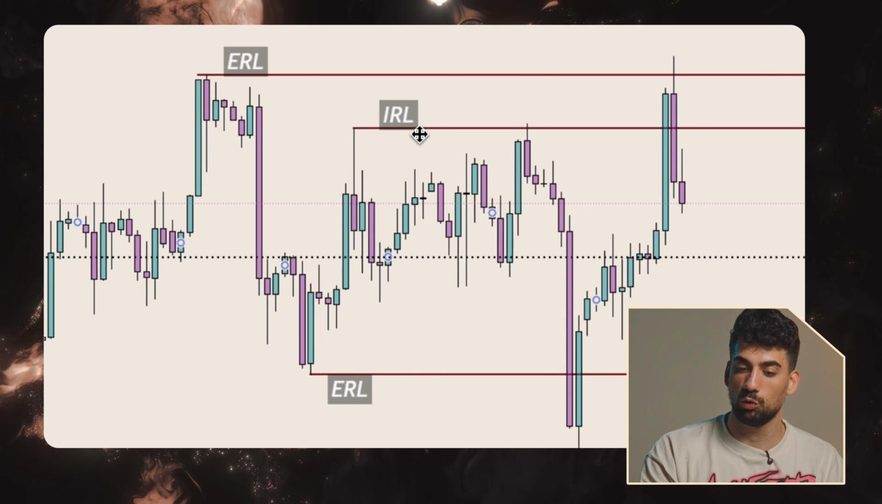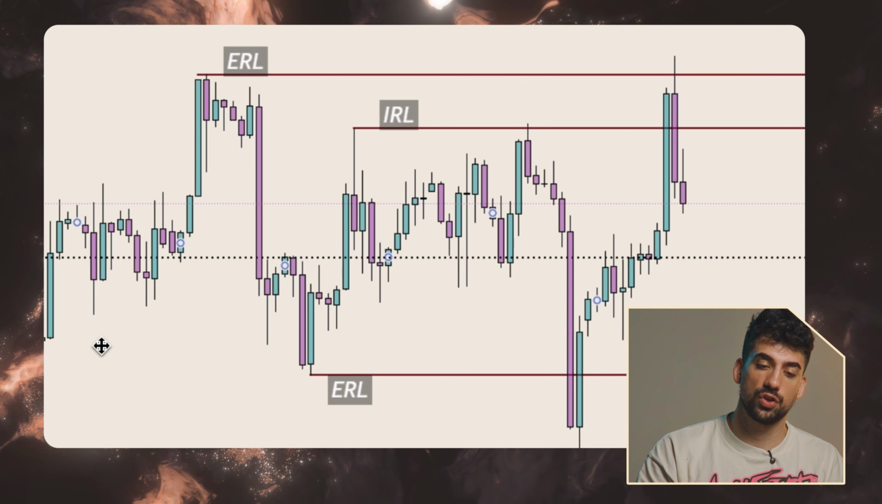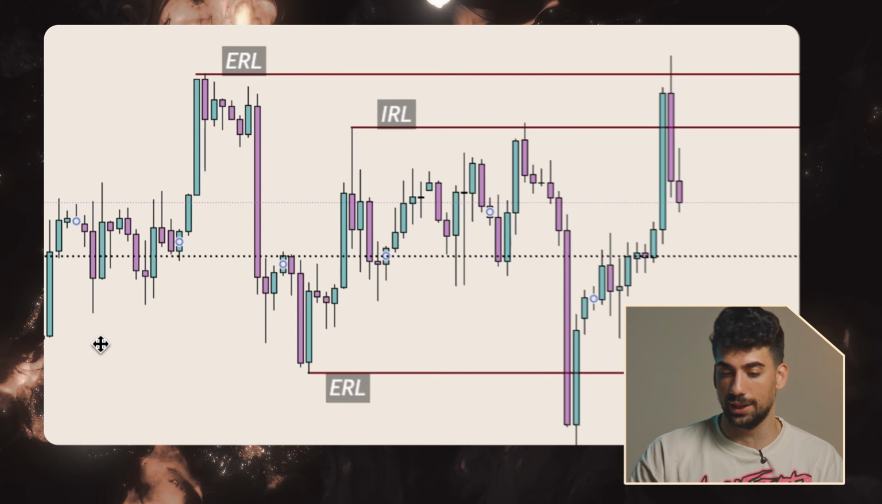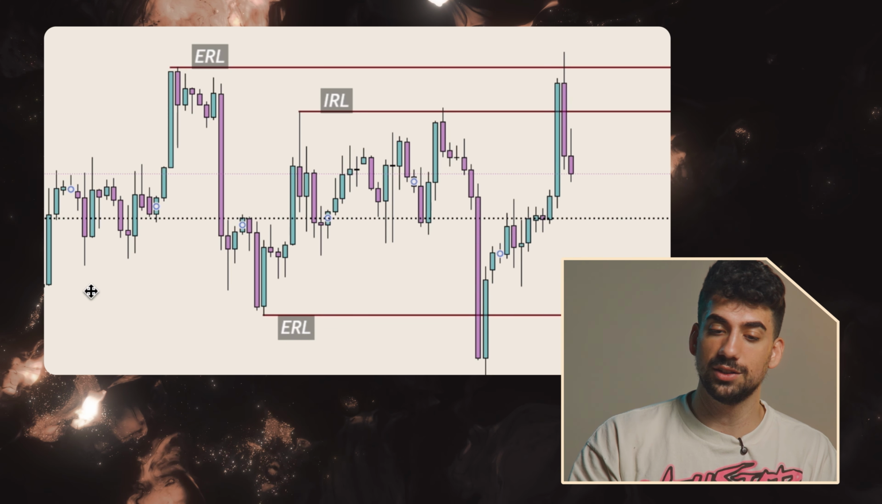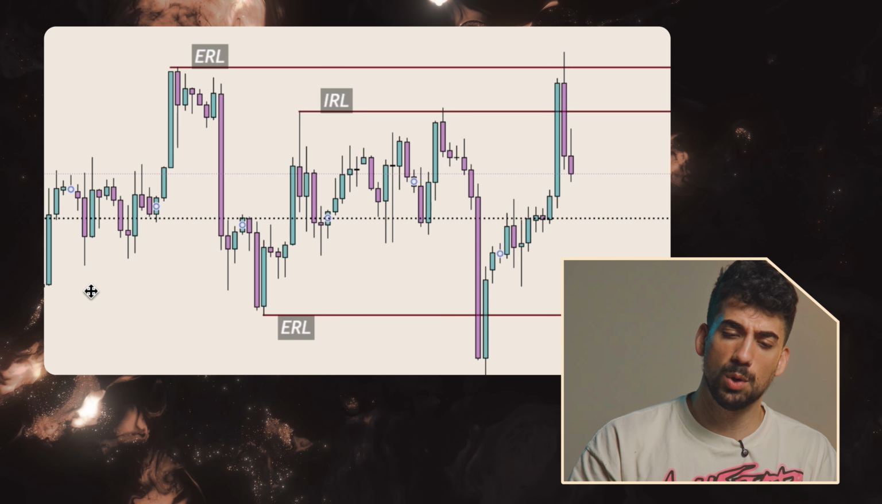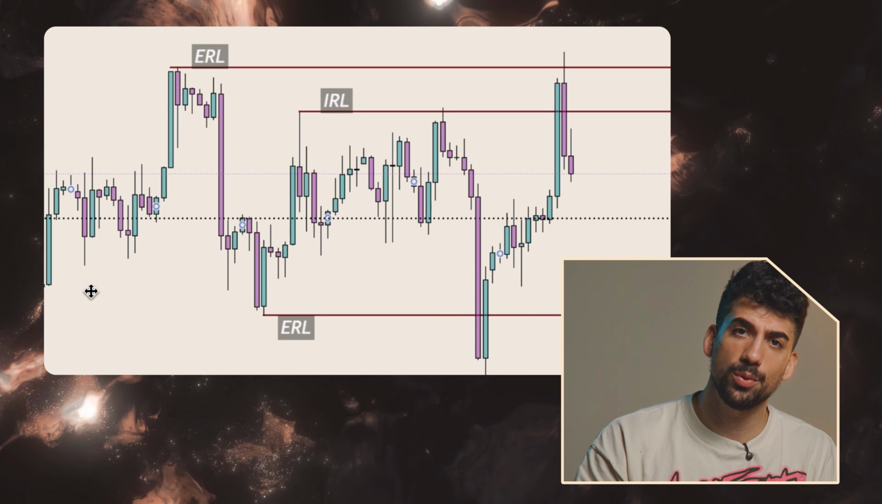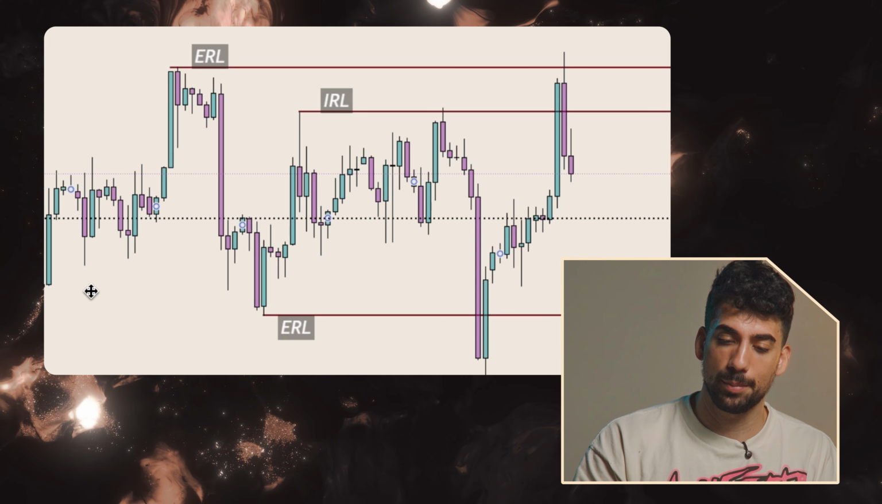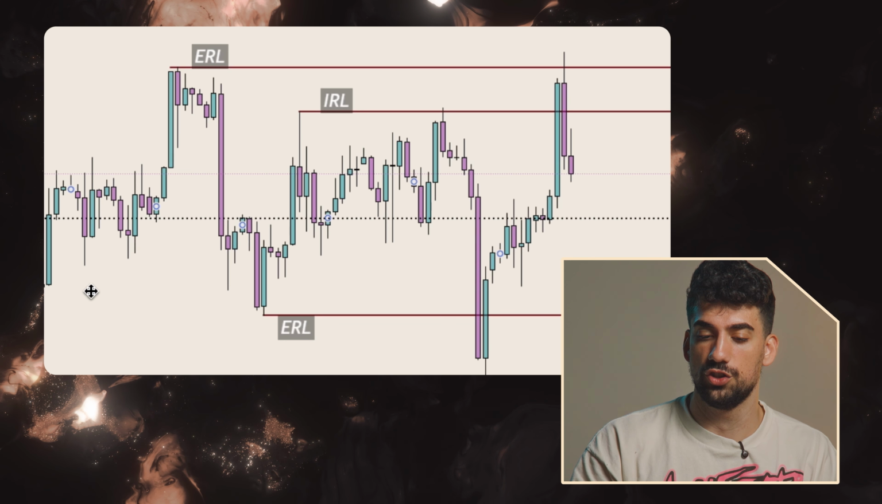And now that the IRL was already taken out, price goes straight up to the external range liquidity. Guys, what's important to understand here is a lot of times you want an explosive move to one of these liquidity zones, because when that happens, you're going to get your V-shaped recovery.